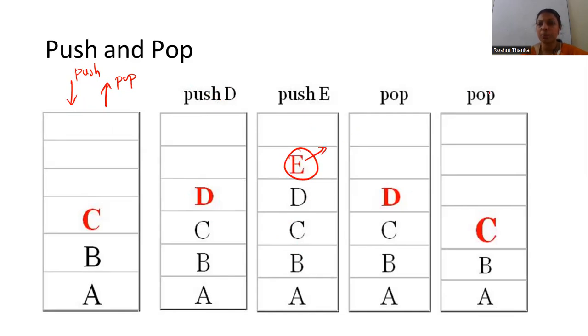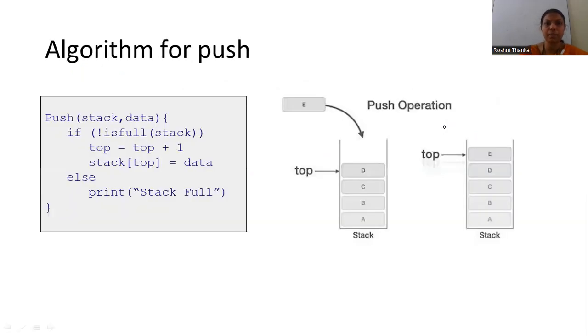Once more, if I do the pop, who is at the top of the stack now? D. So D will be deleted. So now this will be the updated stack after I do 2 pops. So this is how we'll be doing the push and pop. Let us discuss the code or algorithm of it.